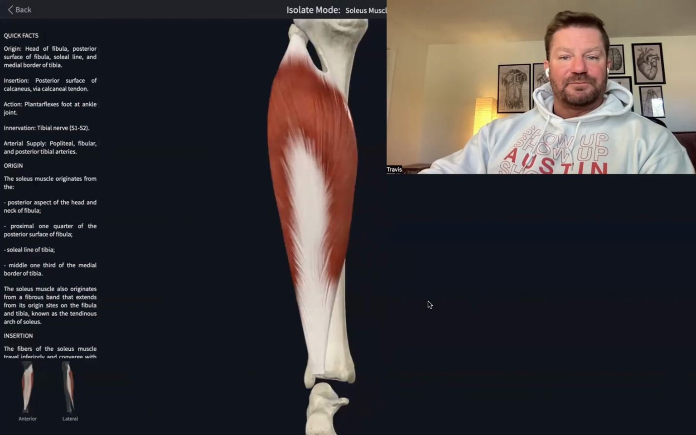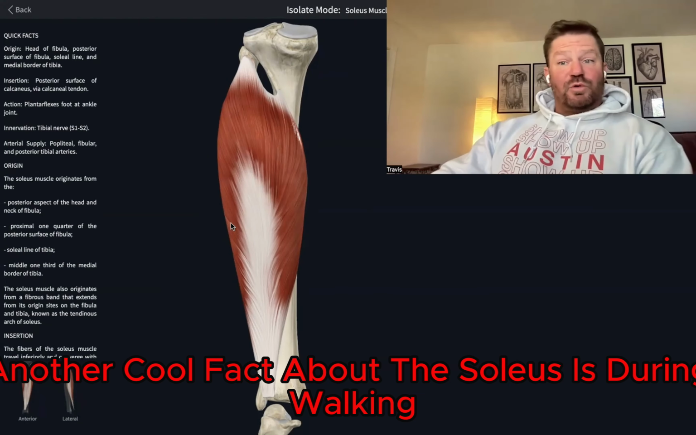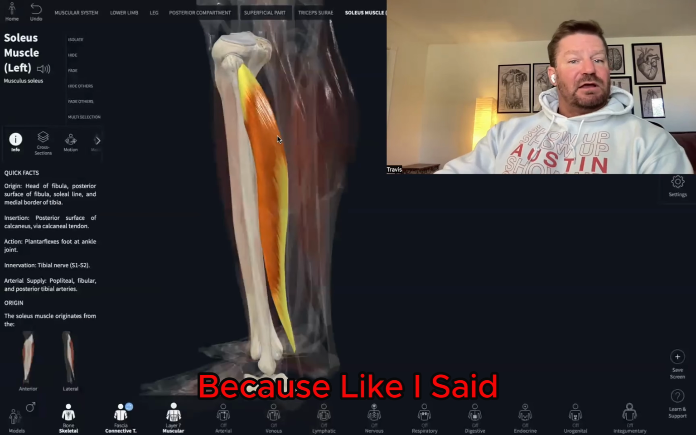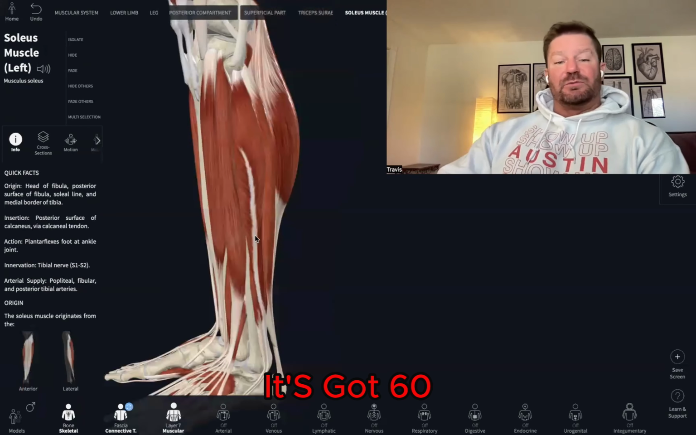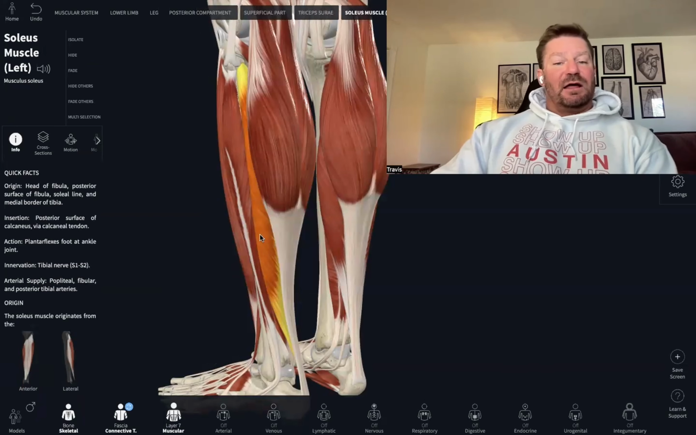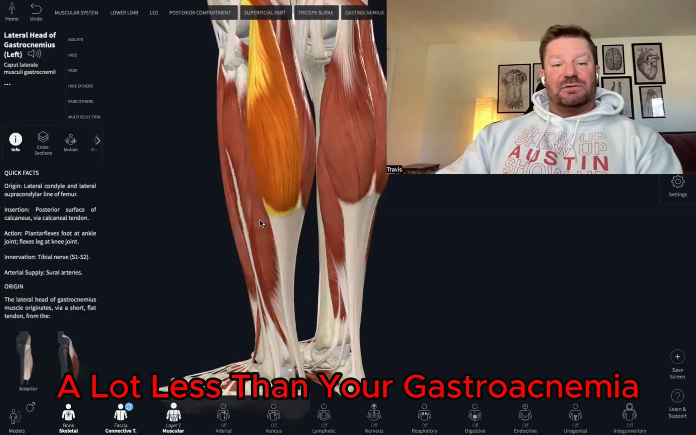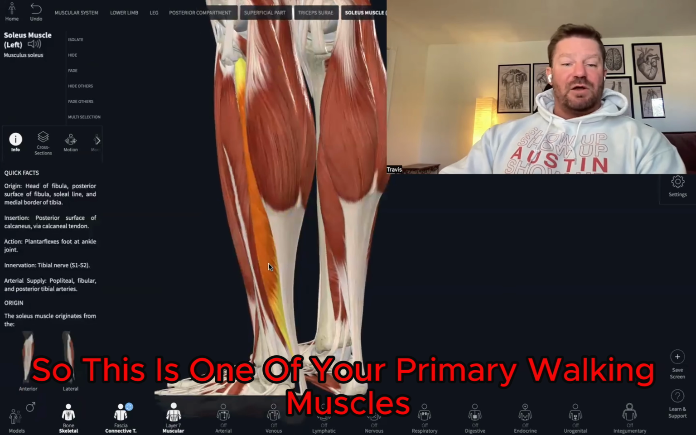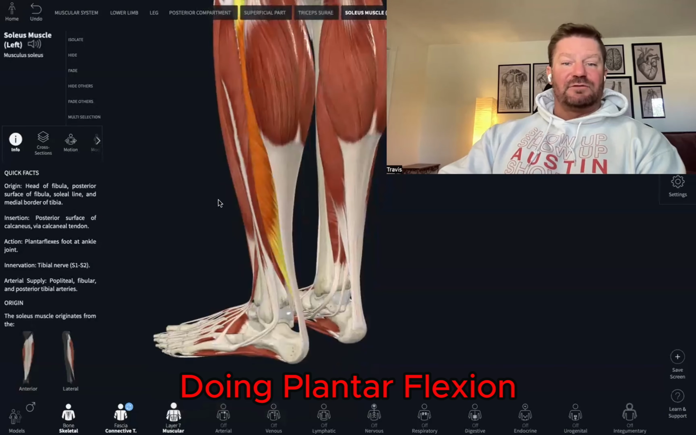Another cool fact about the soleus is during walking, it is the primary muscle because, like I said, it's got 60 to 100% slow twitch muscles. So it's going to wear out a lot less than your gastrocnemius. So this is one of your primary walking muscles doing plantar flexion.